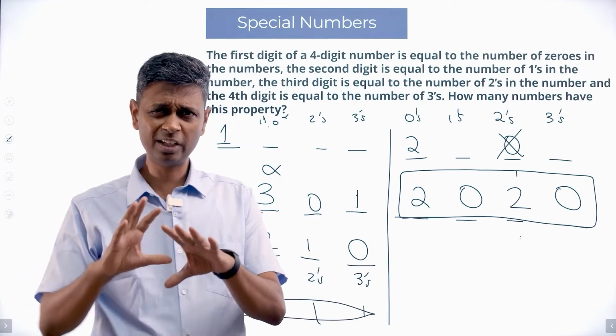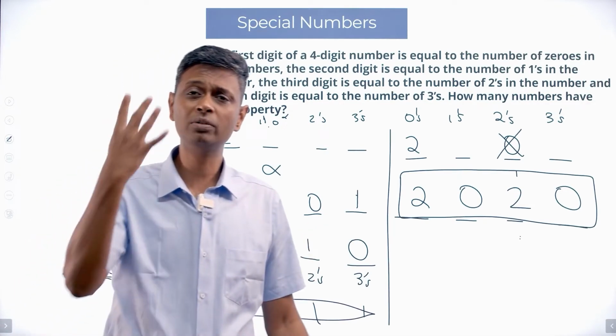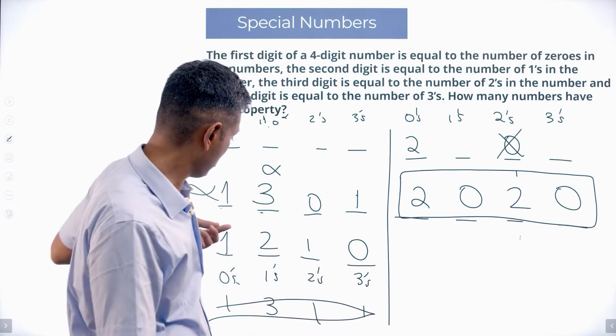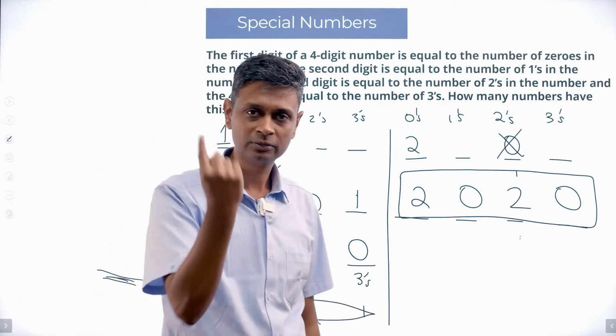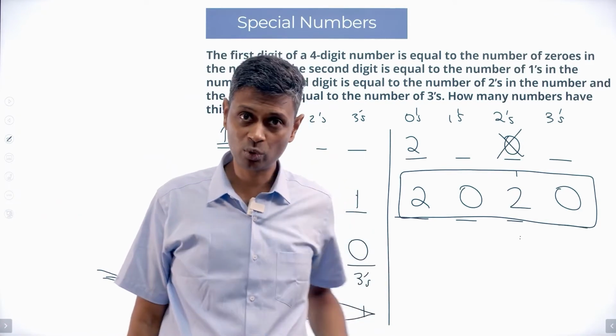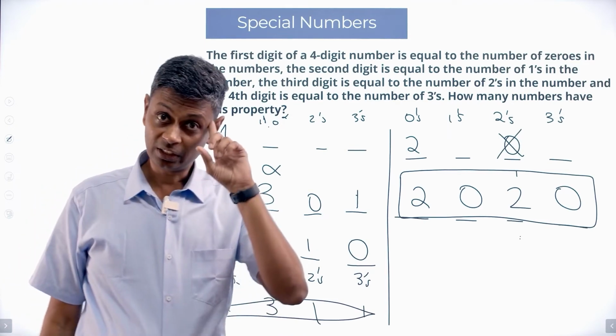Just pause and think about this question. The sum of the digits of this number should always be 4. The number of zeros, number of 1s, number of 2s, number of 3s. If you add all of that, then it should be 4. Only 4 digits are there. These should always add up to 4. That's another thing to keep in mind.